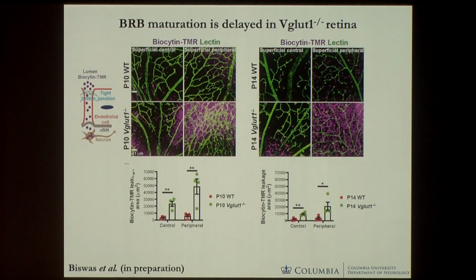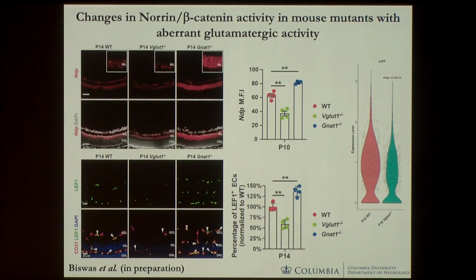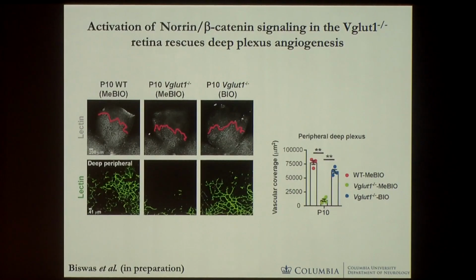So what is functioning downstream of glutamate? What was interesting is that when we looked at the expression of norrin, you can see that in the VGLUT1 mutants, which don't have glutamate, norrin mRNA is decreased. But in the GNET1 mutants, which is the opposite mutation, where you have excessive glutamate in the extracellular space, there is an upregulation of norrin expression. Consistent with this, when we look at LEF1 signaling, you can see an upregulation of LEF1 in the GNET1 mutant and downregulation in the VGLUT1 mutants. This is also consistent with single-cell RNA sequencing that Rishi will discuss in more detail tomorrow. The final experiment on this is a rescue experiment, where he activated the canonical Wnt signaling in the VGLUT1 mutant using 6-BIO.